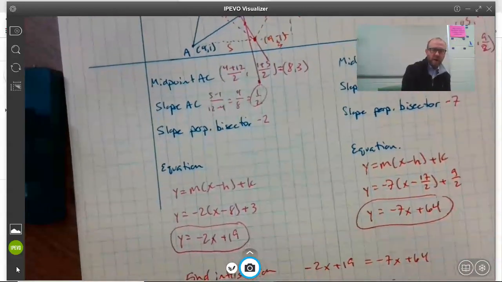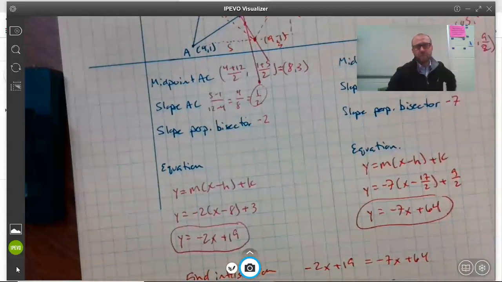All right, so this point right here is equidistant from all 3 corners. And my diagram is just really terrible. It's hard to draw that sketch right there.